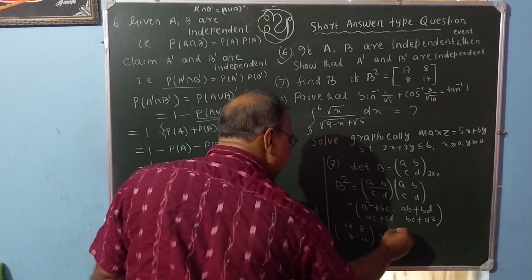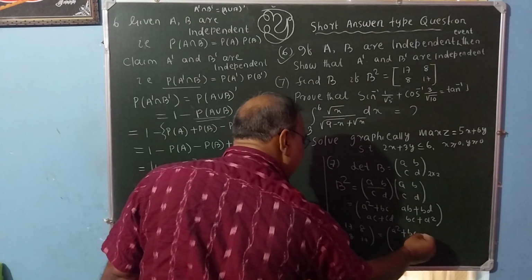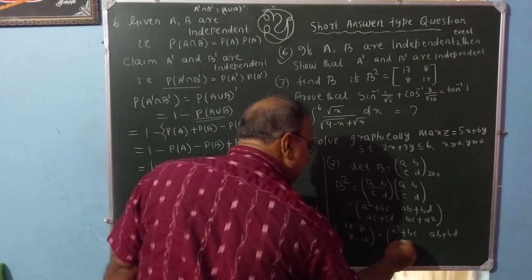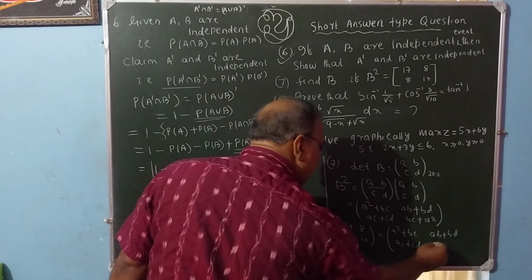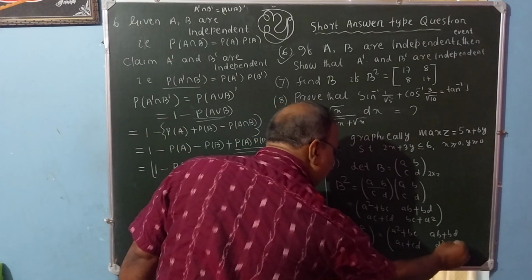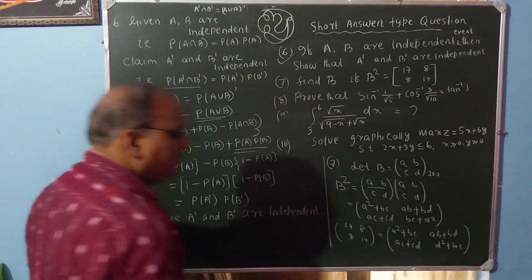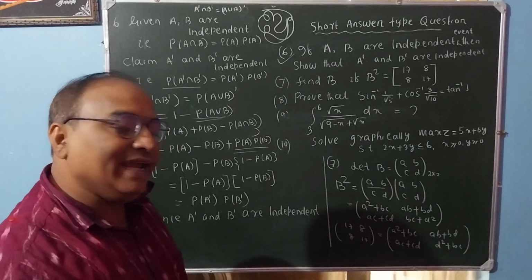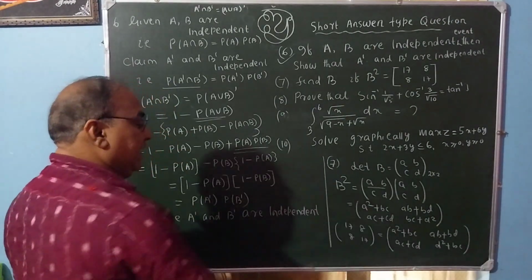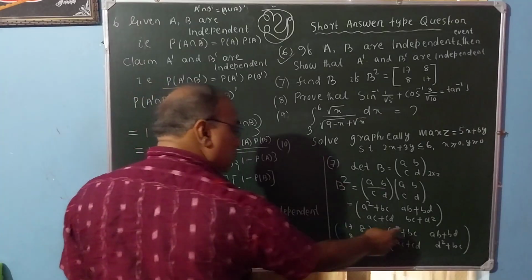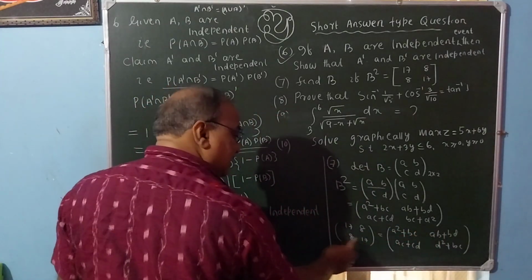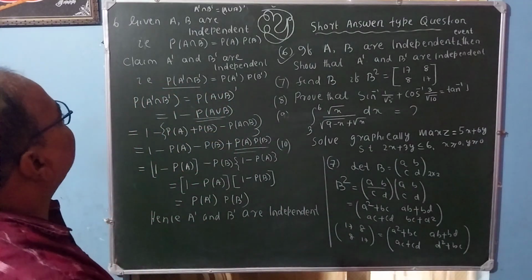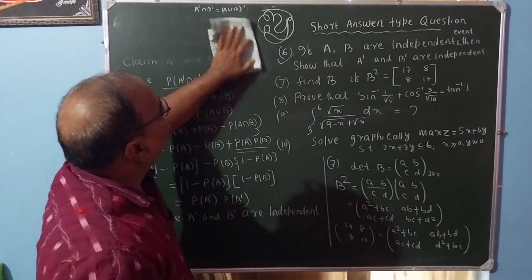Here it is A square plus BC, AB plus BD, AC plus CD, D square plus BC. So this matrix is equal to this matrix. We know two matrices A and B are said to be equal if the corresponding elements are equal. This is equal to this, this is equal to this, this is equal to this, this is equal to this. So the corresponding elements of the two matrices are equal.